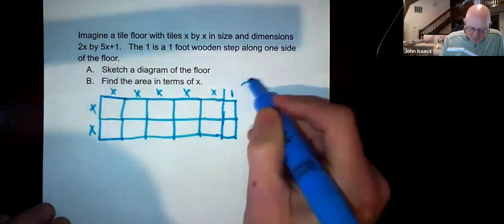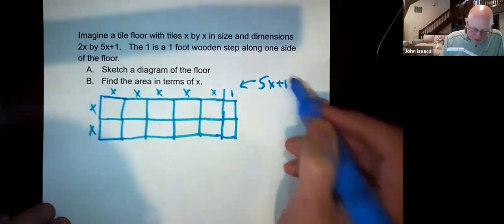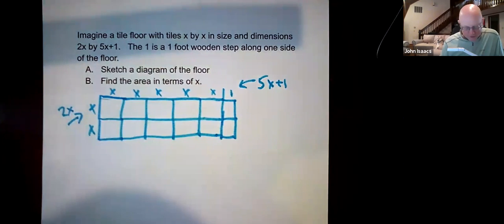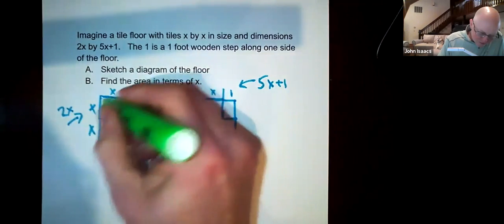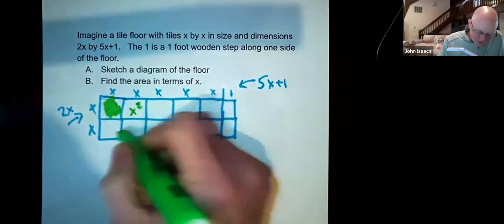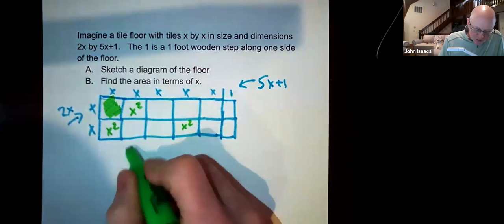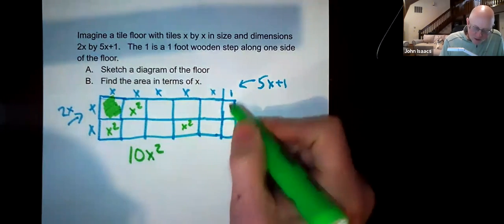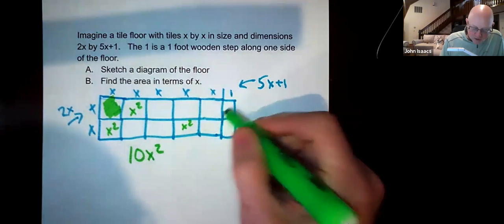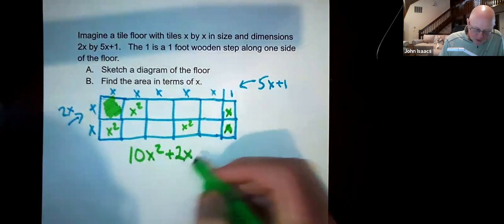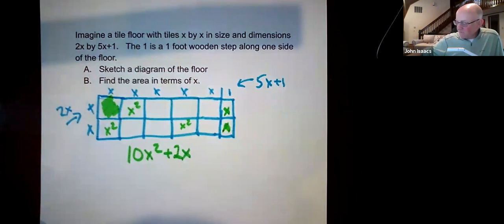This dimension here is 5x plus 1. That's the length of that side. This dimension here is 2x. So it asks us to find the area. Well, each one of these boxes is going to be x squared. Right, there's going to be x squared here, there's x squared here, there's x squared in all of those boxes. So it looks like there are 10 x squareds. And then here, this has a dimension of 1 by x. So this is just a dimension of x. So 10x squared plus 2x is the area of the floor.